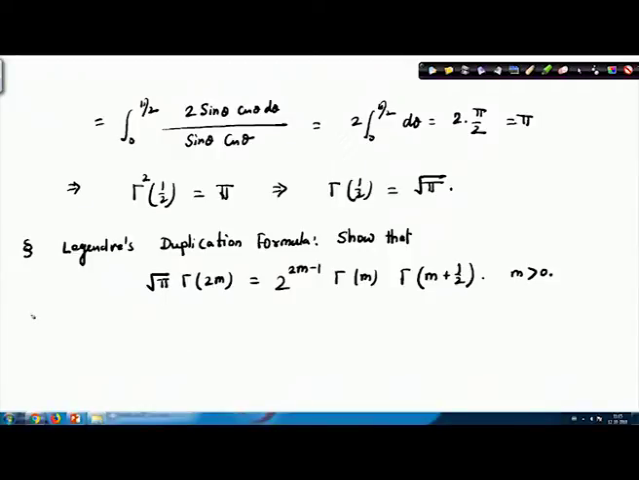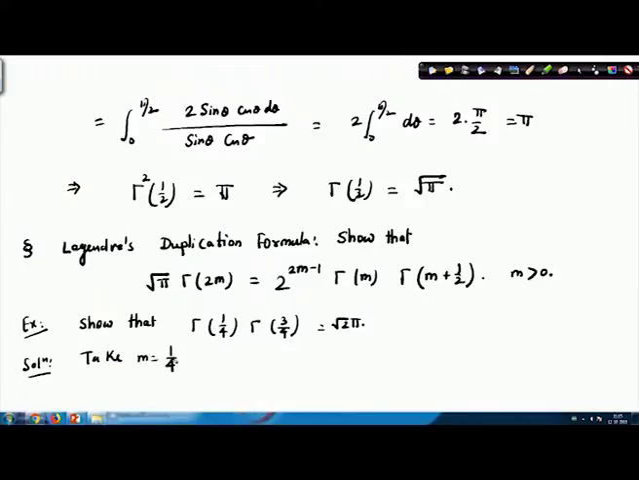So, our next example is: show that gamma 1 by 4 times gamma 3 by 4 is equal to square root of 2 pi. Let us see how we can prove it. So, the solution: here we take m equals 1 by 4 in the duplication formula. So, if I substitute m equals 1 by 4, what would happen?